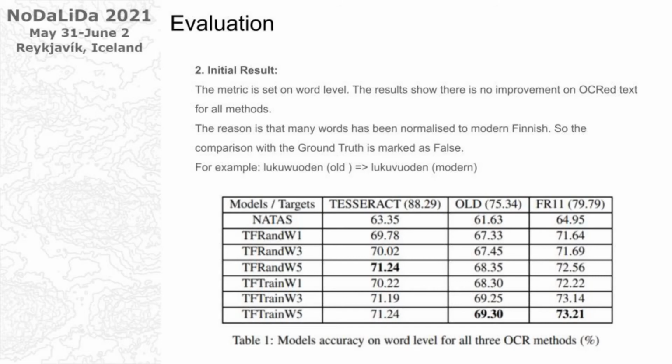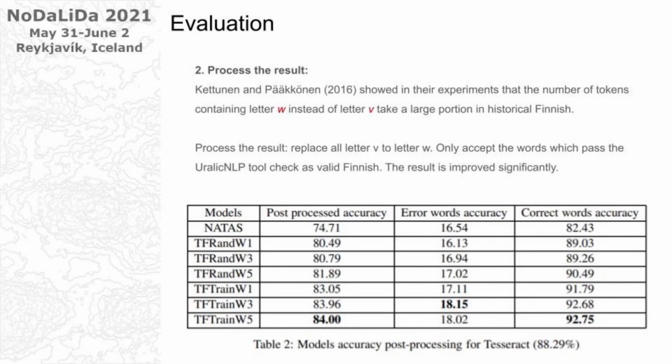After analyzing, we found that many words had been normalized to modern Finnish, so the comparison with the ground truth is marked as false. For example, in this case, both are valid, but the W letter is changed to a V letter in modern Finnish. Because a large proportion of W letters are changed to V letters in modern Finnish, due to these normalizing issues, we decided to replace all the letter V back to the letter W.